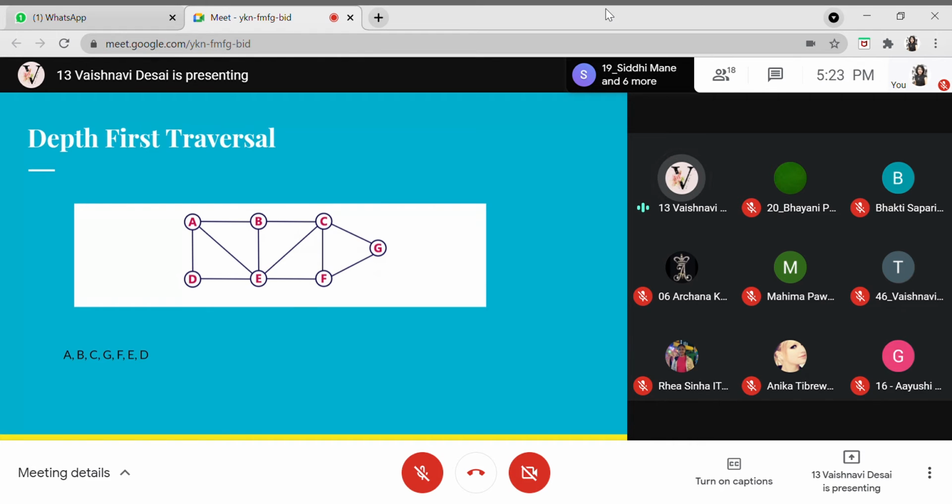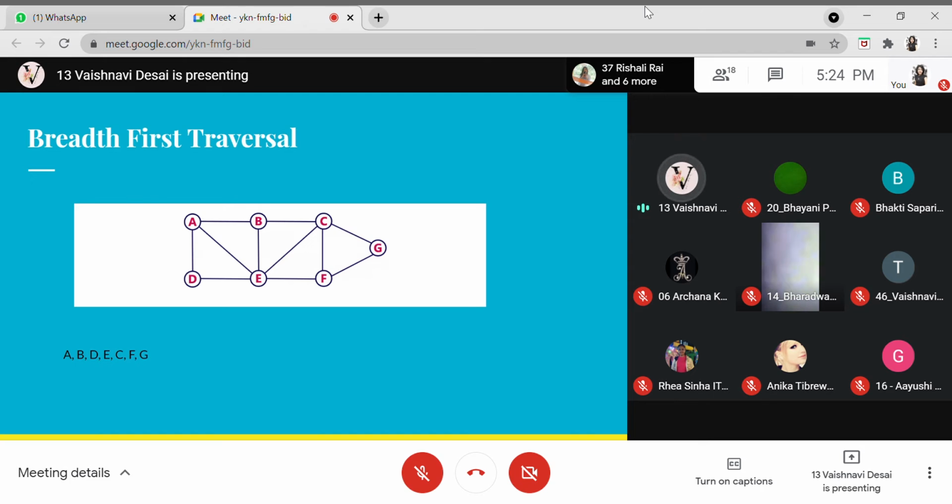This is a very small graph to exactly explain how depth first traversal works. Graphs are generally very complicated and big data structures. So when working with such kind of graphs, you will understand how depth first traversal works.